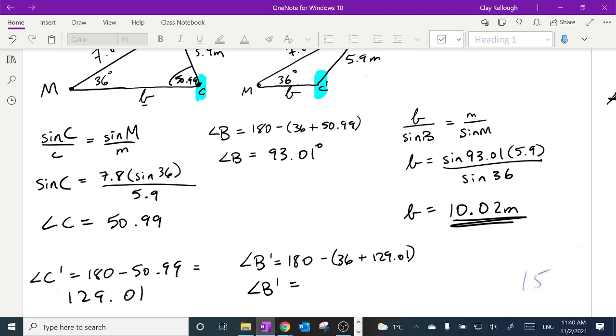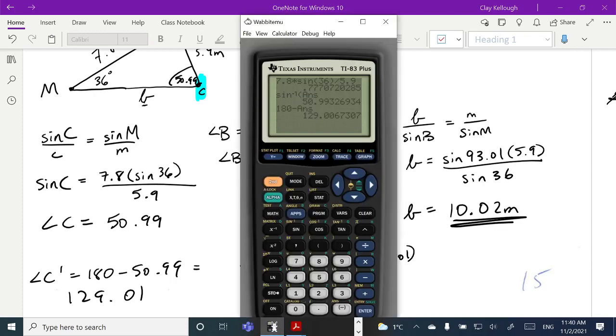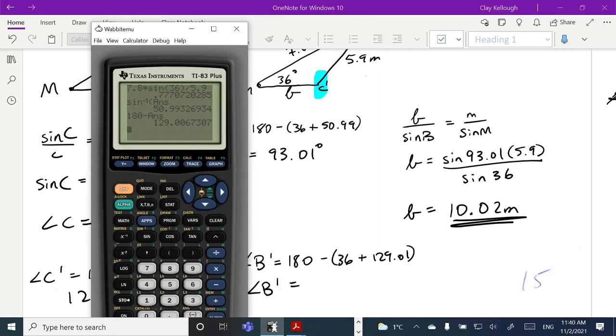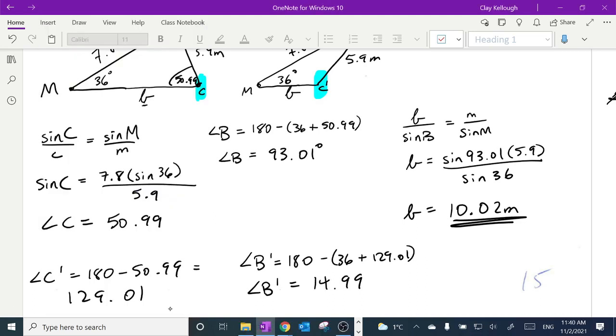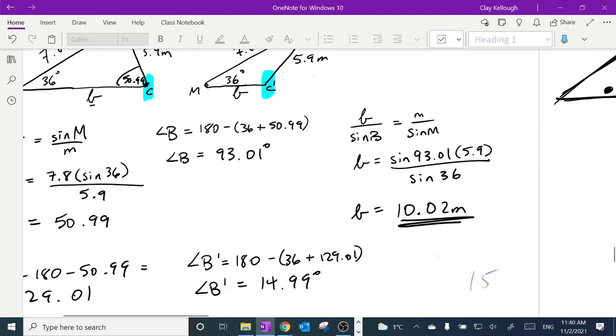So back to the calculator. 180 minus, open a bracket, 36, plus the angle I just figured out, answer. It's 14.99. And now I can solve for the other version of B, which I'll call B primed.